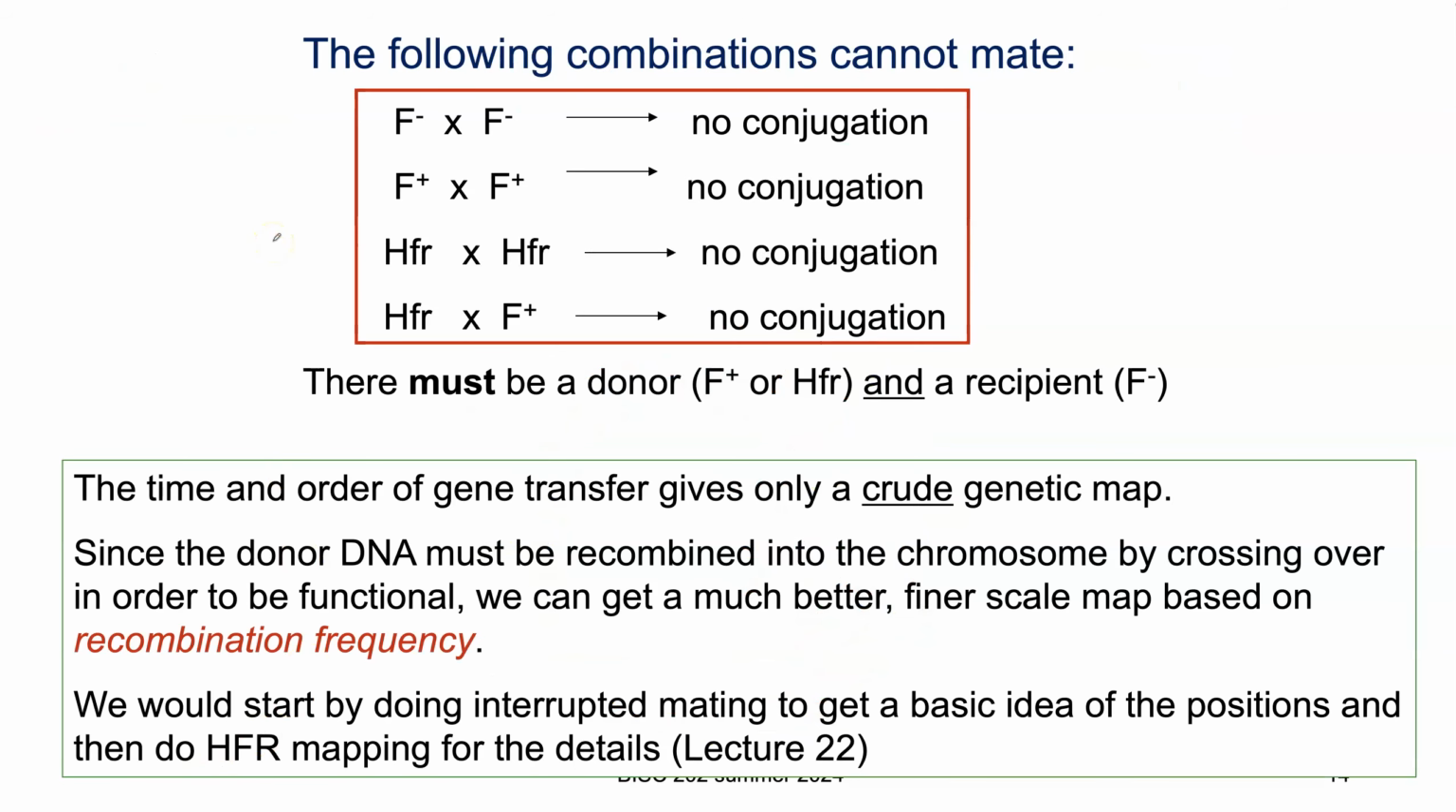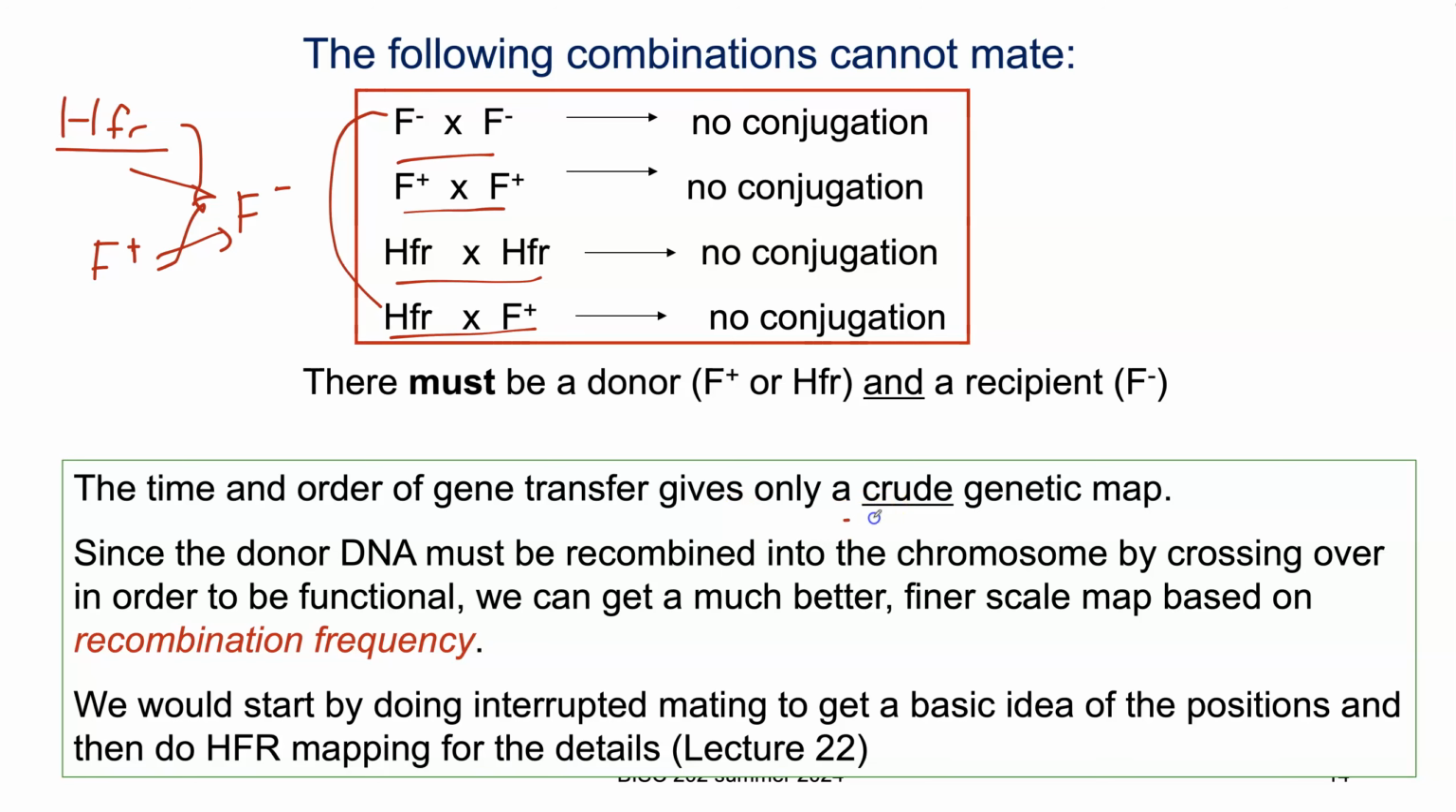Okay, and so the kinds of crosses that can be made, you have to have a donor cell, which is either an HFR, remember that's the one with the F factor incorporated right into the chromosome, or F plus. And then you have to have a recipient, which is your F minus cell. So this is a cross that can take place, and so is this, but none of these others can happen. You've got to have one donor and one recipient, so you can't cross F minus cells or F plus cells to each other, or HFRs to each other, or HFR to F plus.